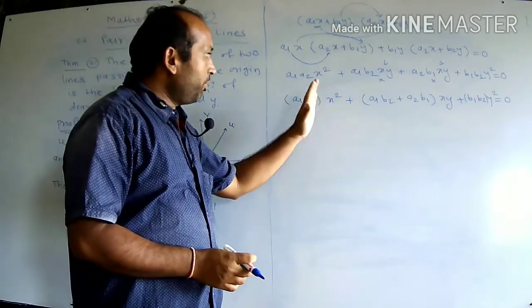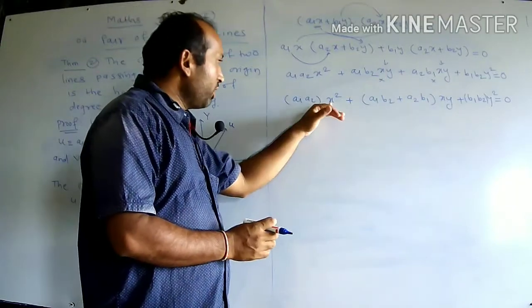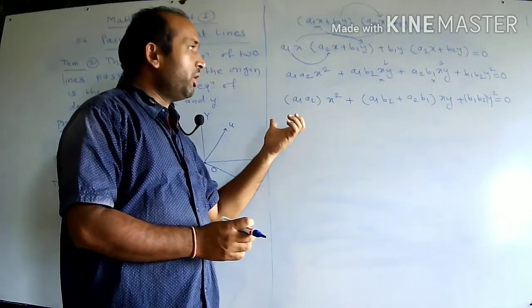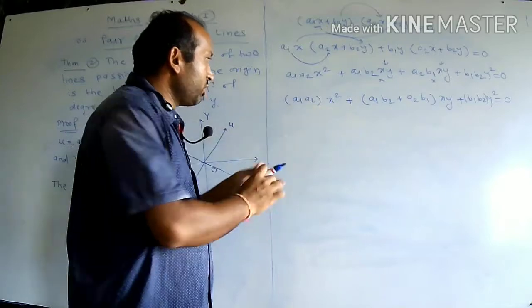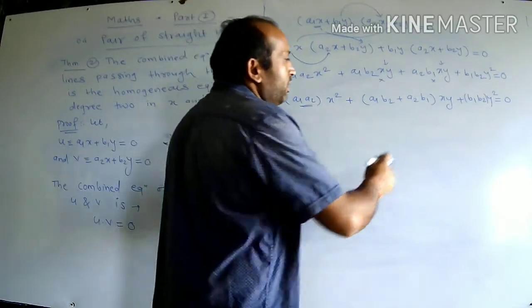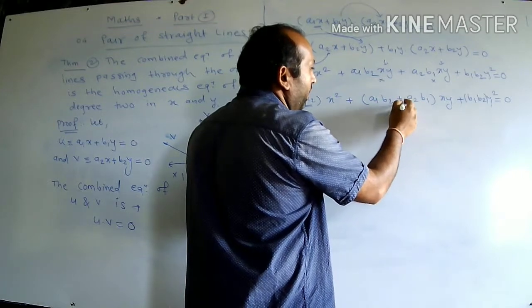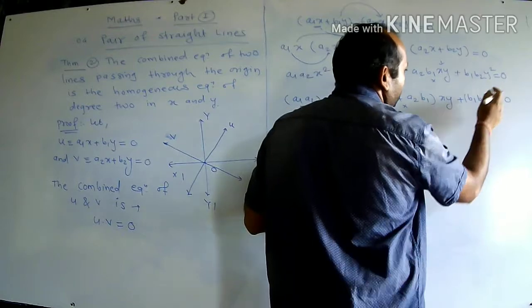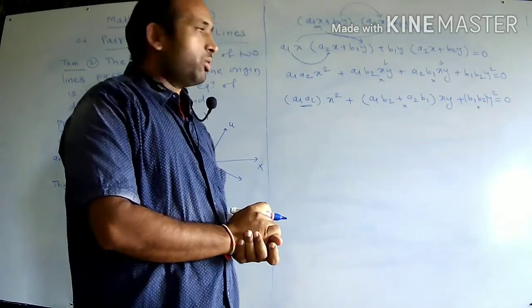Then see the coefficients of x square, xy and y square. Here the coefficient of x square is a1 a2. Here a1, a2, b1, b2, these are constant numbers. So this coefficient is constant. Then the coefficient of xy is a1 b2 plus a2 b1. Again this is a constant term. Then the coefficient of y square is b1 b2. Again this is also a constant number.